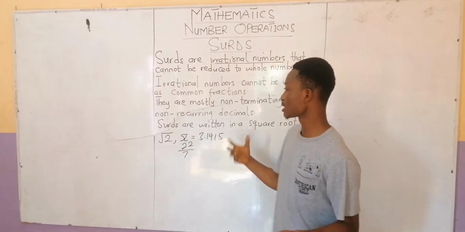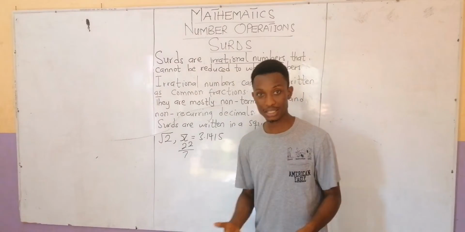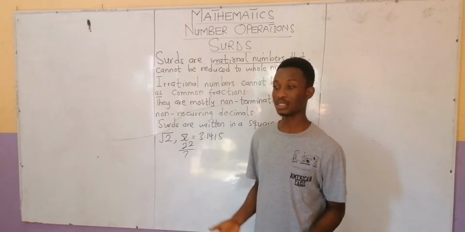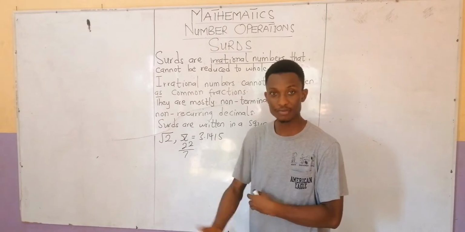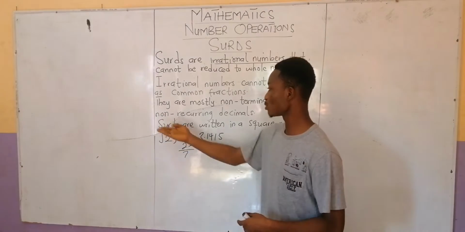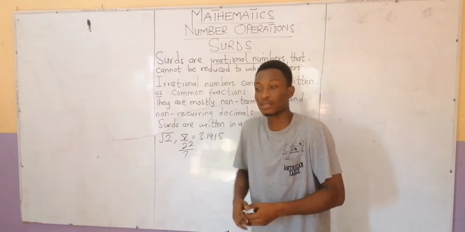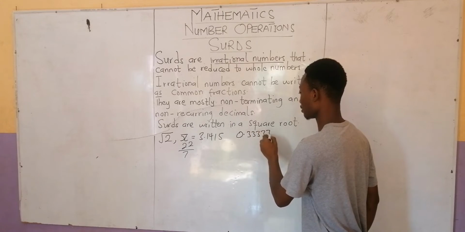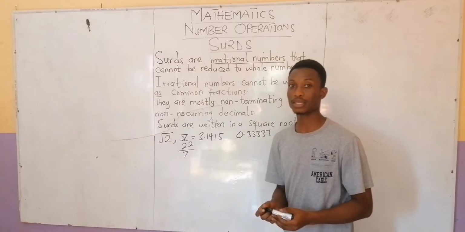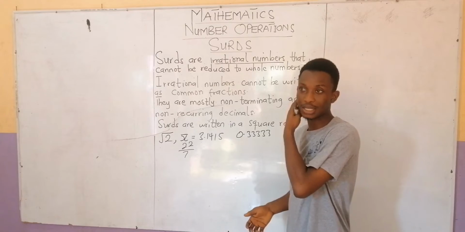Also, such numbers do not end. We call them non-terminating decimals. And as they go, the number gives you different numbers, different numbers. We call it non-recurring. When we say recurring, the number repeats itself. So if I have, let's say, 0.33333, that's 3/10. You see the number repeats like that.